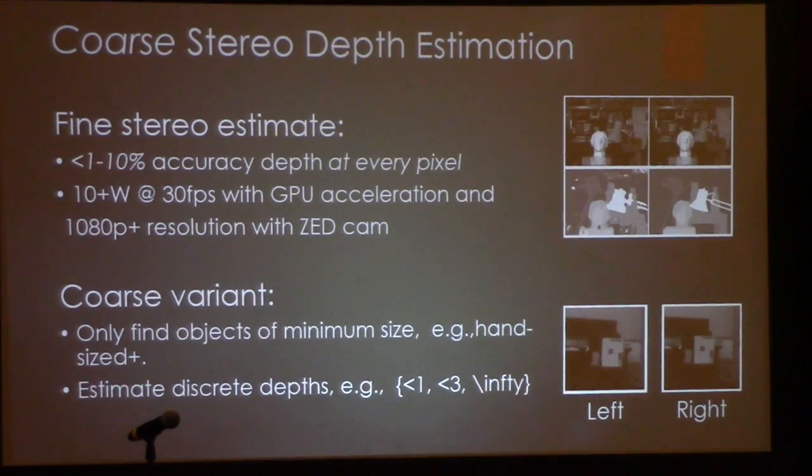On the other hand, we are introducing the coarse version of all of these algorithms that, first of all, do not provide depth at every single pixel because we don't need it. They require a minimum size of an object, and beyond that, they provide depth. Also, they provide depth in discrete levels, not the actual depth. For example, is the object within 1 meter, or within 1 to 2 meters? Or is the object at infinity?